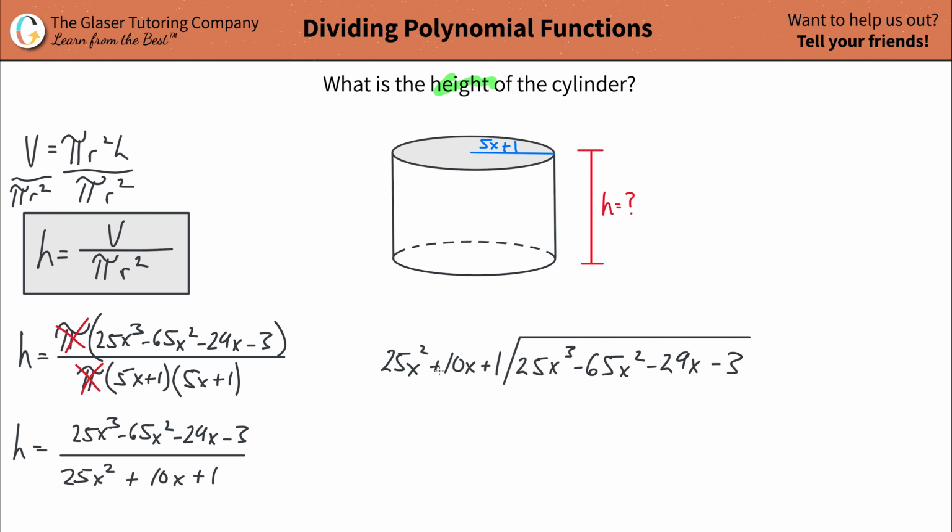Anyway, we're going to take the 25x squared, and we're going to figure out how many times it can be divided into the leading term there inside of the dividend.